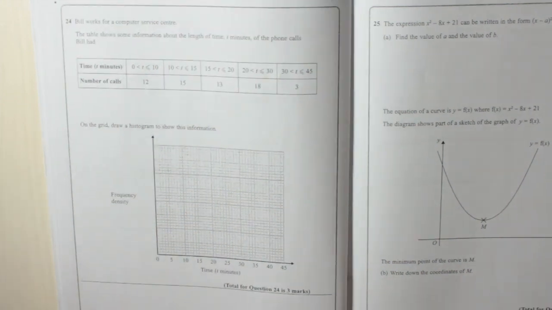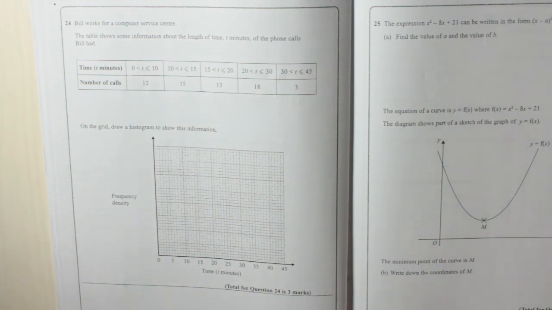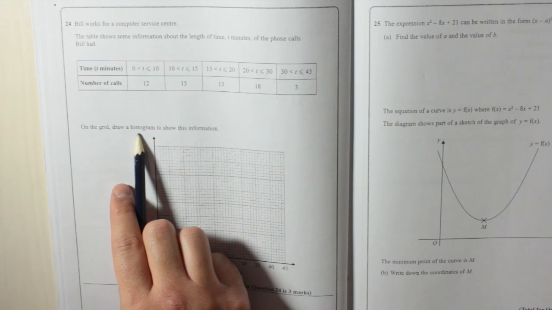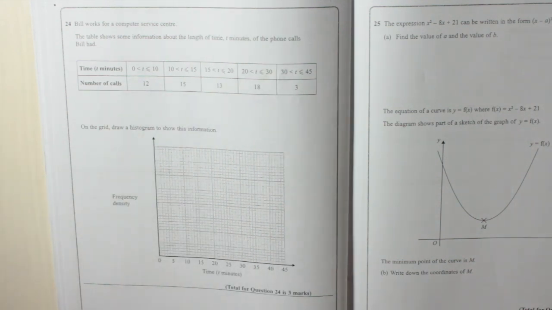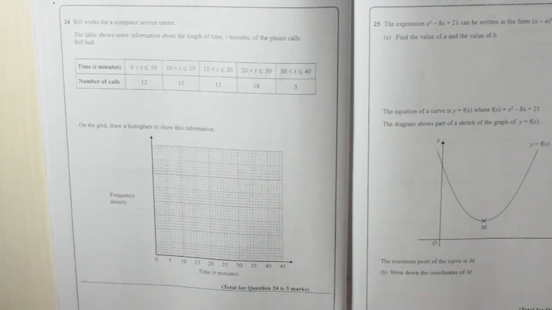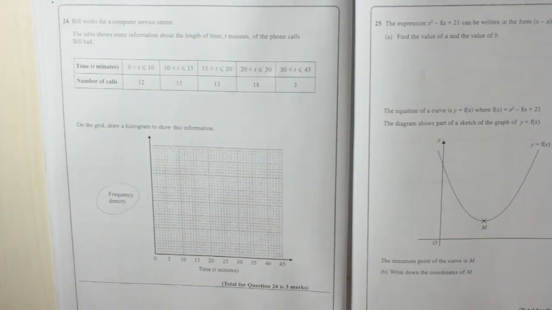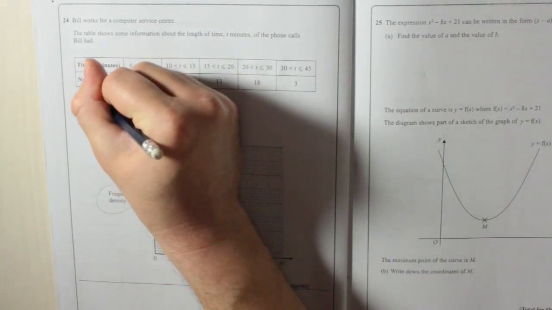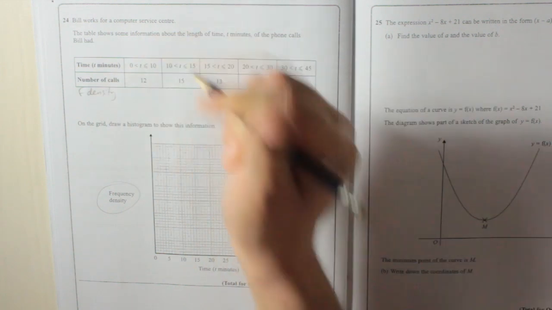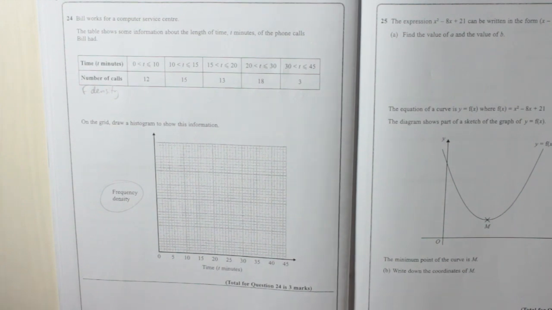Now a lot of people see this question and think, right, easy one, sorted, I can do graphs, I can do bar charts. But be careful, it is a histogram. So for a histogram we need frequency density. We need to make another row of numbers, which is going to be our frequency density, which is frequency divided by class width.